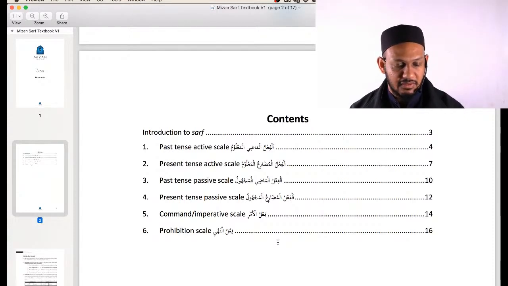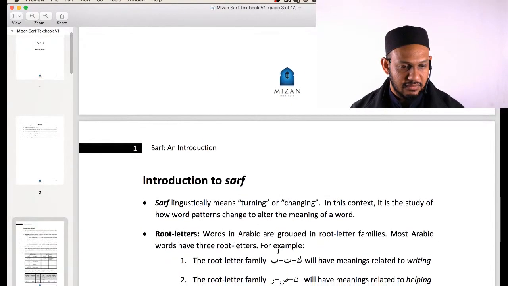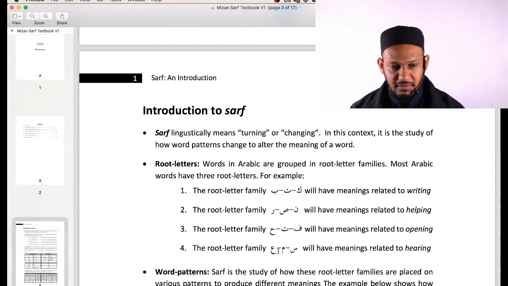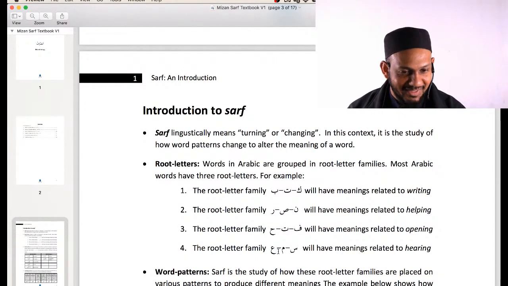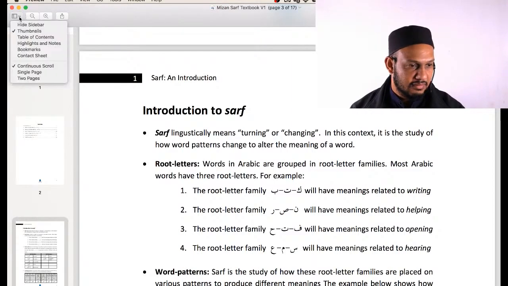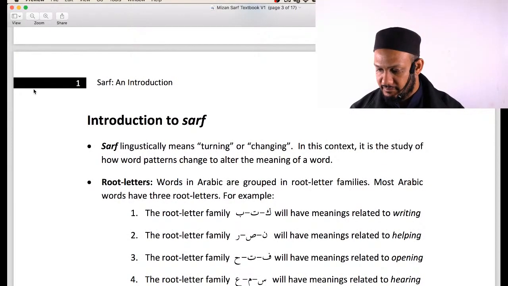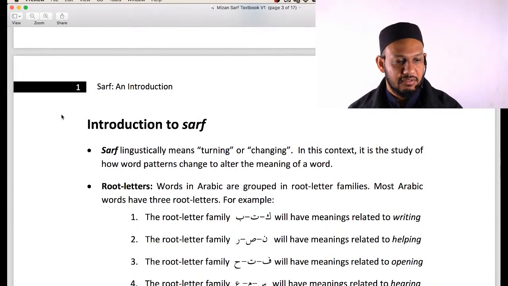So let's go through it, and we can proofread it now one time together, and we can just recap as well. She'll send it to you now, inshallah. But if you can read on the screen, it says here, Introduction to Sarf.